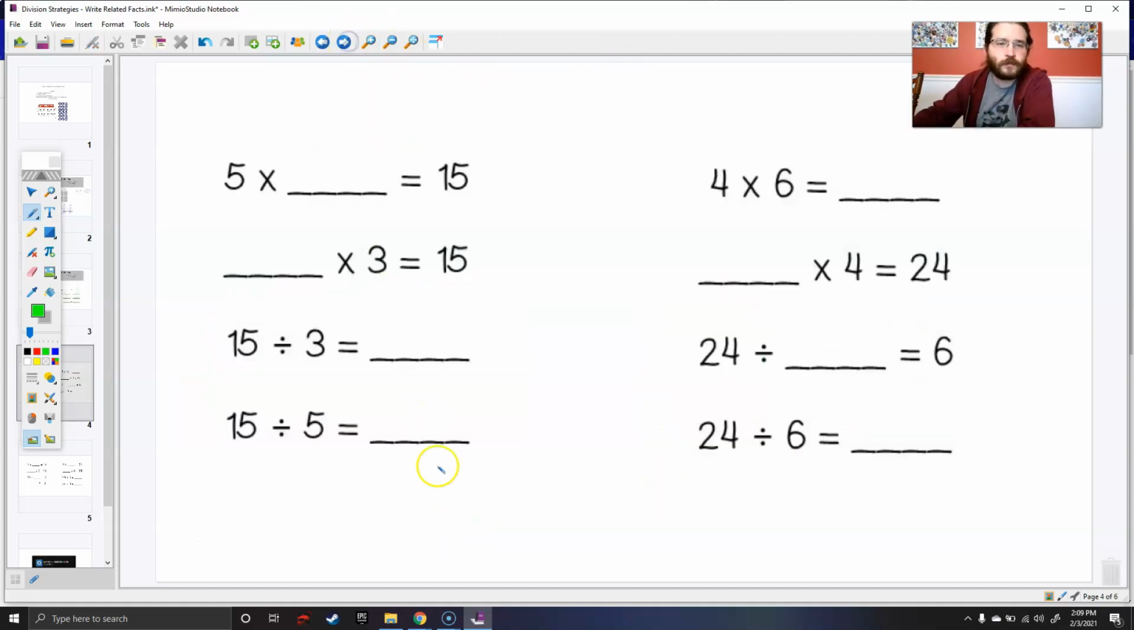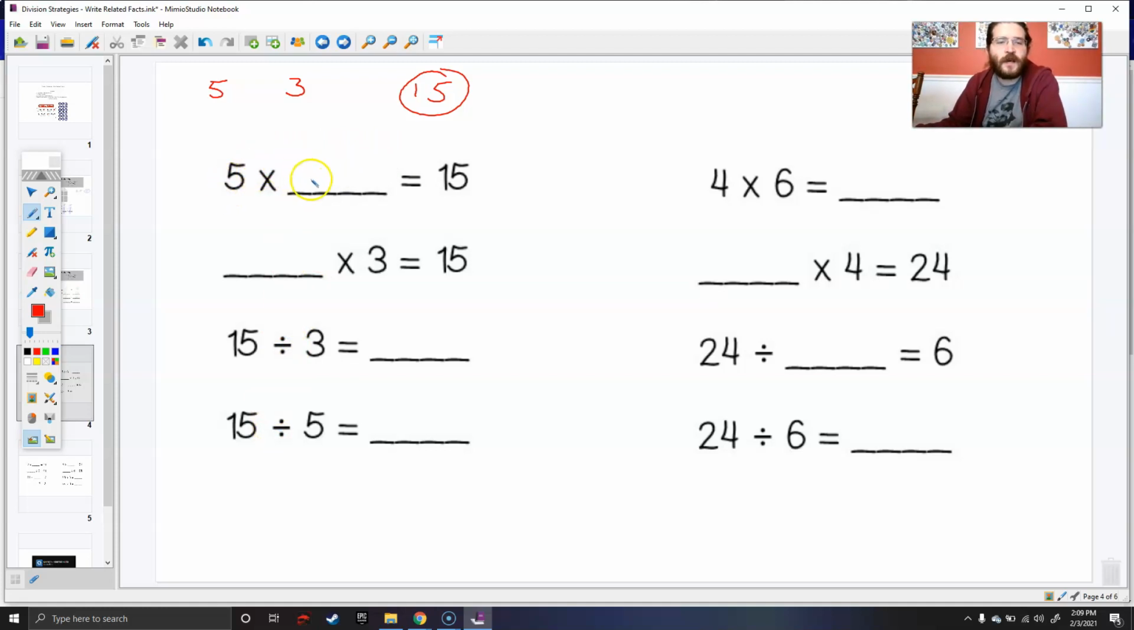Okay? So what if we don't have an array to look at? We just have these charts. Well, let's take a look and see what numbers show up in this group. So we have a 5, we have a 3, and then we have a 15. So what's our biggest number? So we have 15 as our biggest number, so that's likely our total, right? So that we can just fill in the numbers that fit.